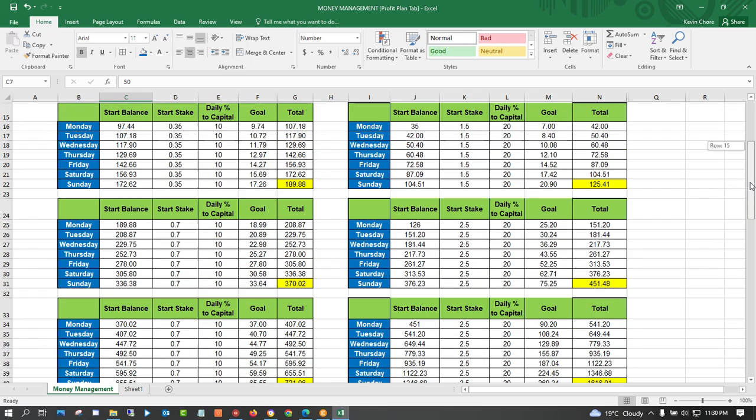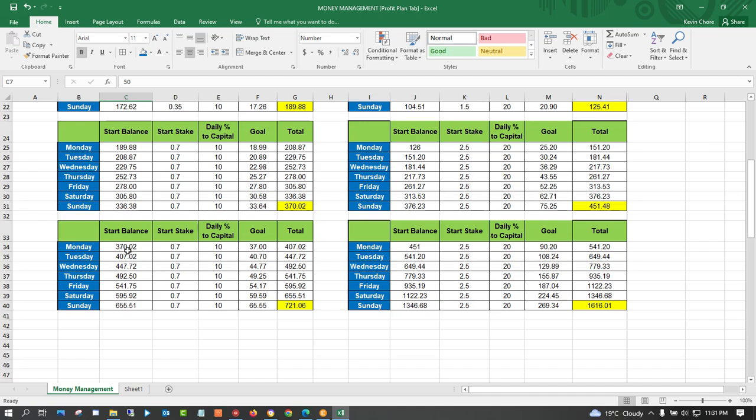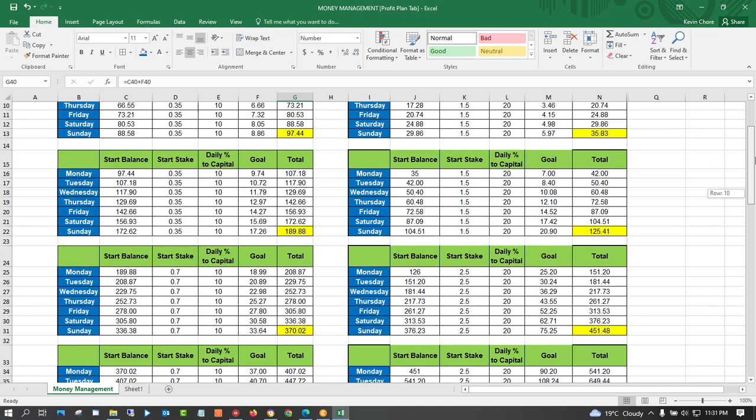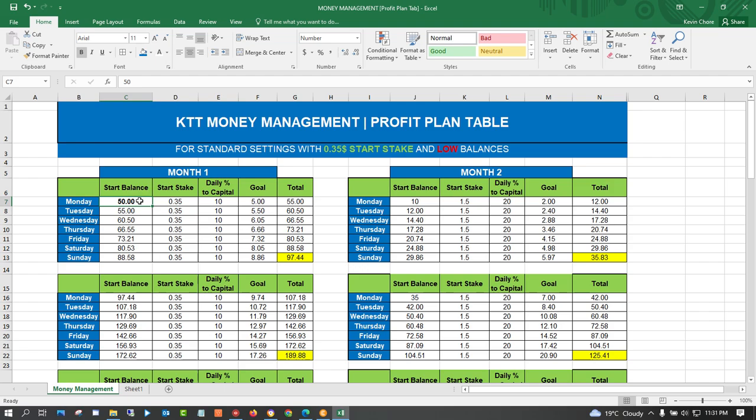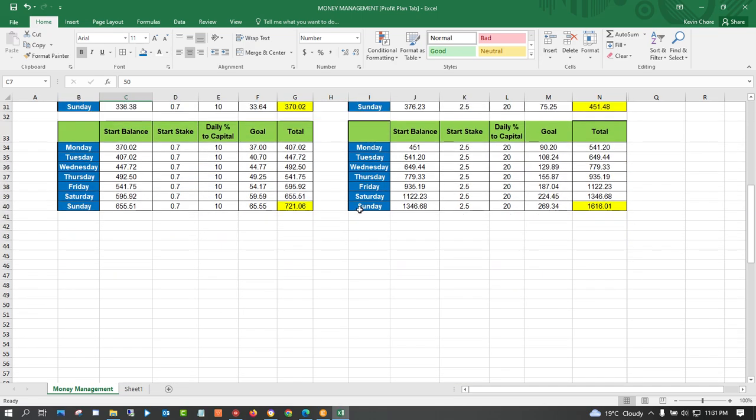Okay, so by the end of our 4th week, which is 28 days, we will have $721. Okay, in a month we'll have this, from this amount, as you can see. So if you follow our money management, guys, we can easily make $700 in a month. Okay, and this is in 28 days.